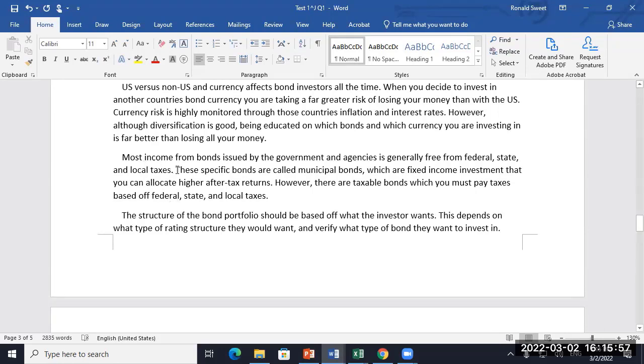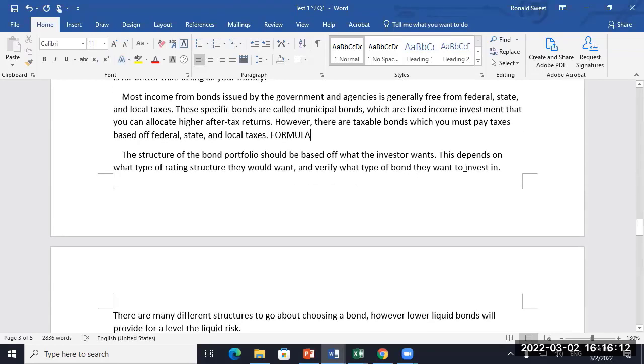Then she talks about taxes. One thing here, Lauren, I would definitely do is put in the formula. The tax equivalent yield, put that formula in, all right? And then just say you're picking between corporates and municipals. The structure of the bond depends on the top tax rate.